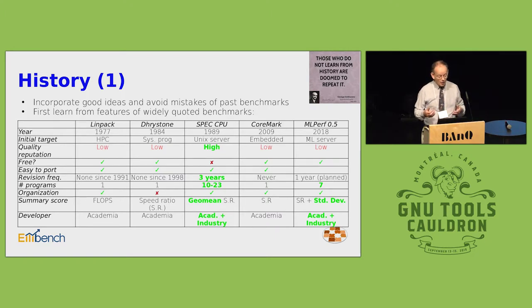Okay. Quality reputation. I think it's fair to say the one-offs all have a fairly low reputation for quality, partly because they've been around a long time and people know how to game them, and because they are very one-dimensional. Spec, much higher reputation. It's a bigger thing. The downside of Spec, of course, is it's the one that's not free. And all of these are easy to port and bring up on a new target. Only Spec is reliably updated on a regular basis. MLPerf plans to be.